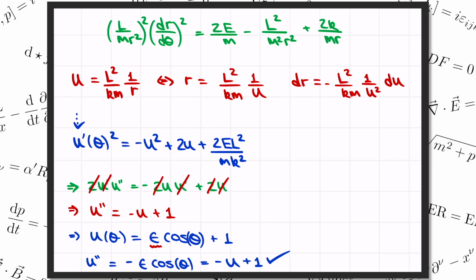Again, this epsilon is an integration constant. And I called it epsilon instead of something like a or b, as you'll see in a second, because it's going to have some physical significance.